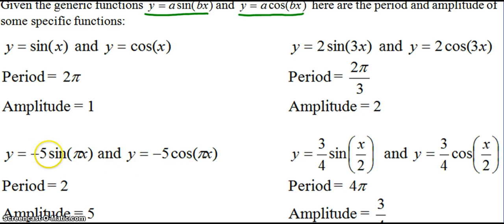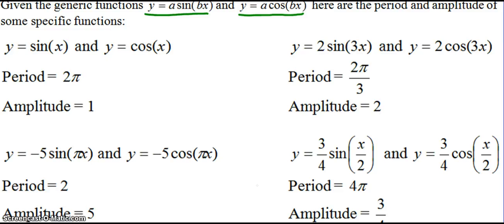And then we can see down here, negative 5 sine pi x and negative 5 cosine pi x have a period of 2 and an amplitude of 5. y equals 3/4 sine x over 2 and y equals 3/4 cosine x over 2 have a period of 4 pi and an amplitude of 3/4. Sorry, that got cut off a little bit, but it is in your packet.